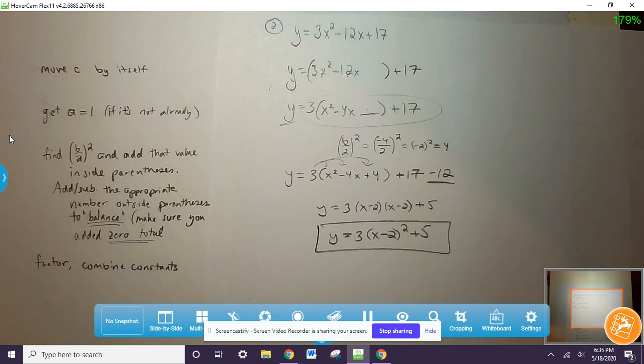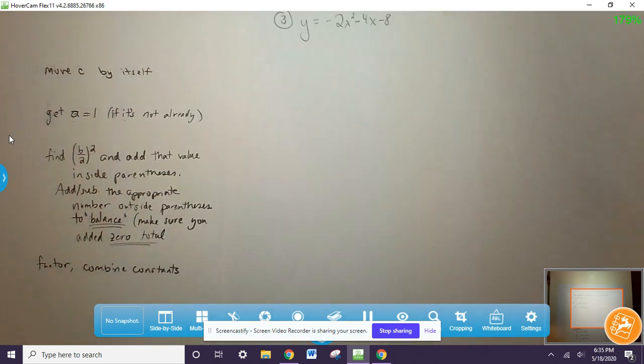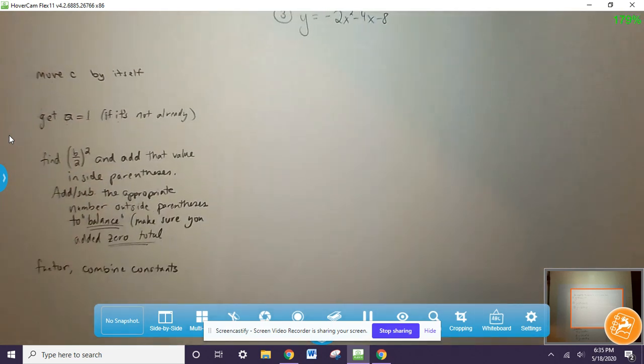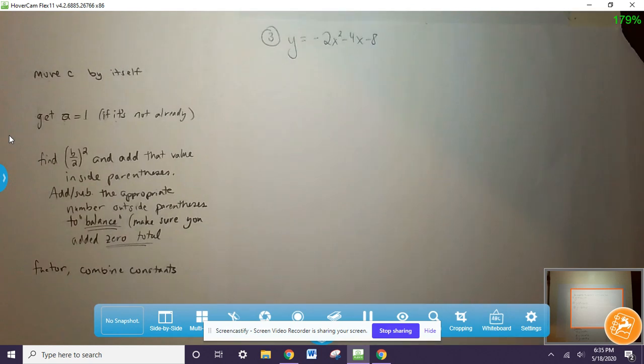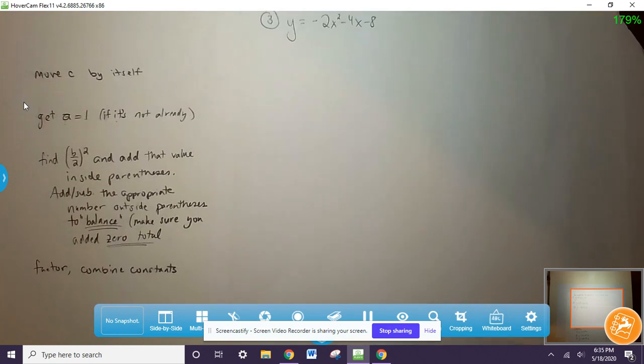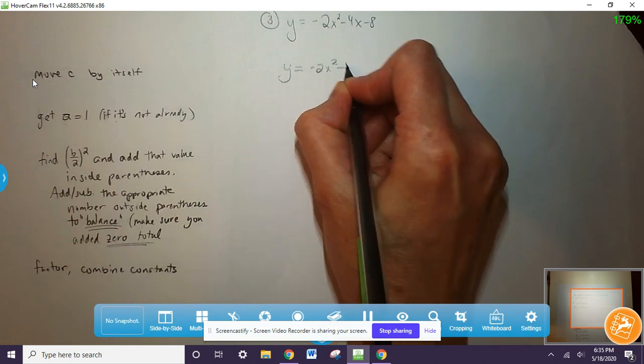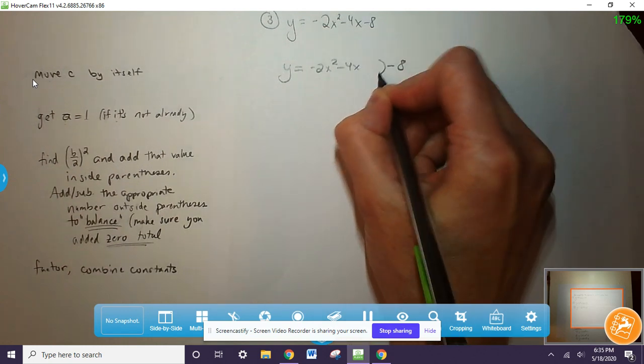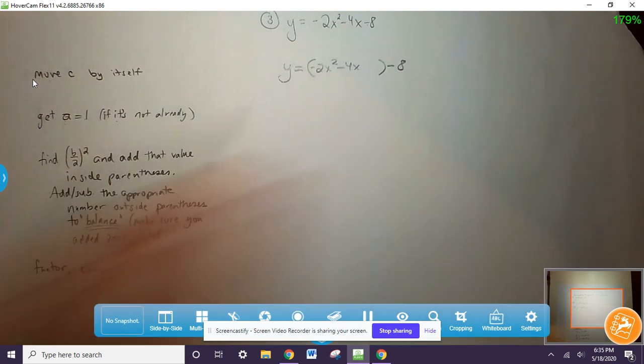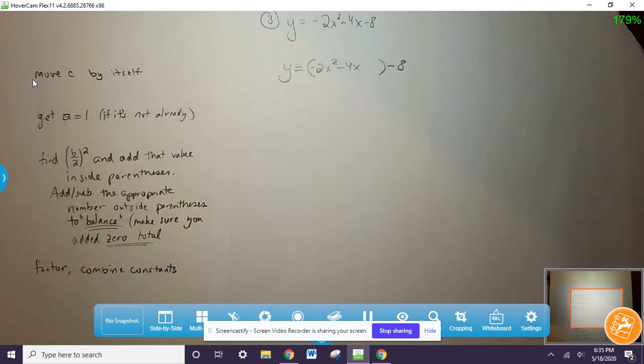And the third one is going to be the trickiest one here, because I've not only put a number in front of the x squared, but I've also made it a negative. So it's going to be a little extra tricky. So first step, make C lonely. So we're going to move C, the -8, out to the side all by itself.